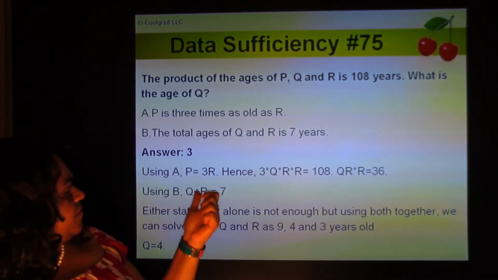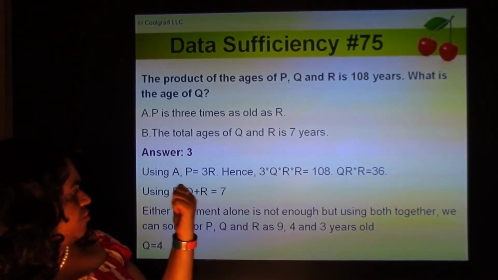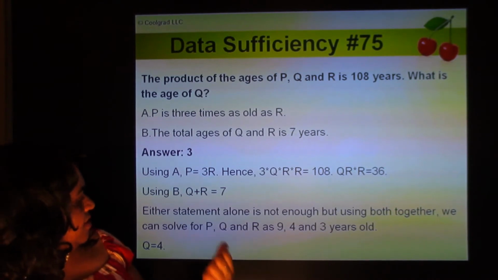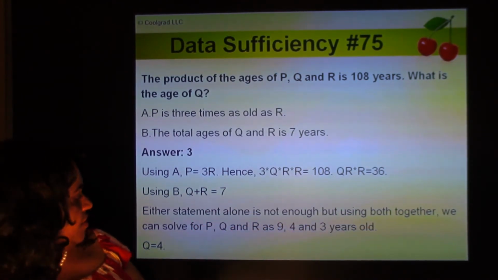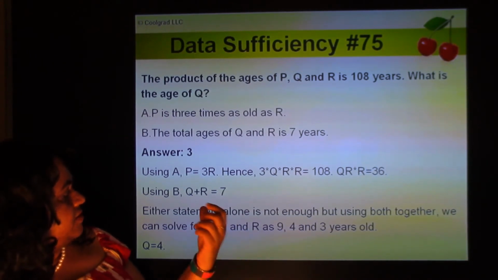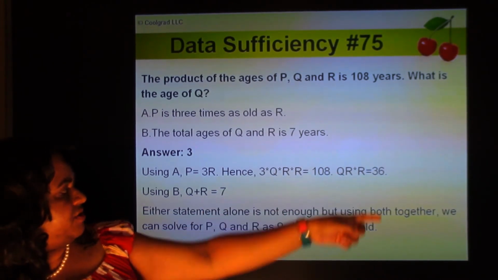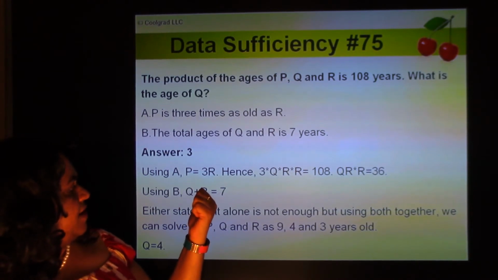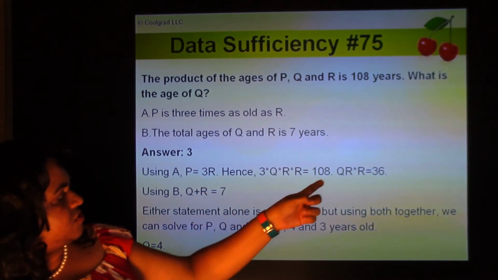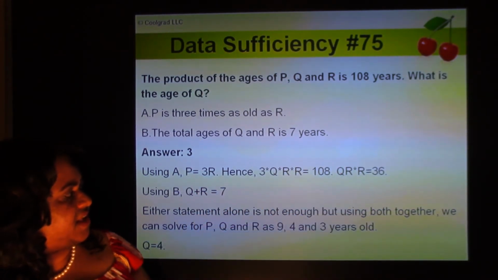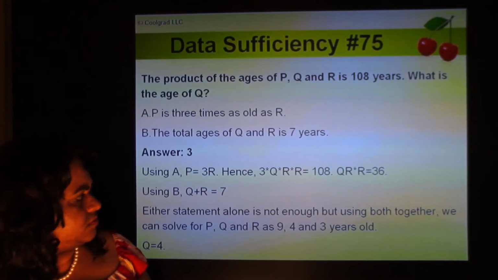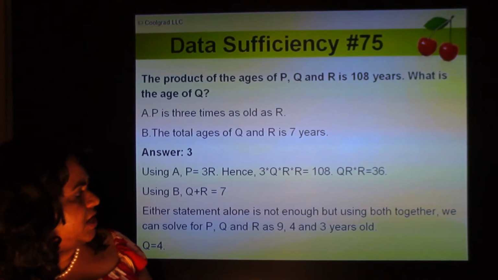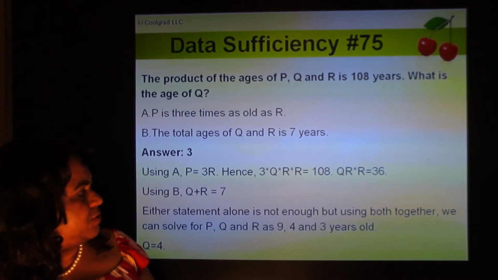So using B, the total age of Q and R is 7 years. So Q plus R is 7. So either statement alone is not enough, but using both together, we can solve for P, Q and R. So in this equation, QR square is 36. Put Q as 7 minus R. So (7 minus R) times R square is 36. You get a quadratic equation in R. Solve for it. It's not a quadratic equation actually. Yeah, you just plug in some values.